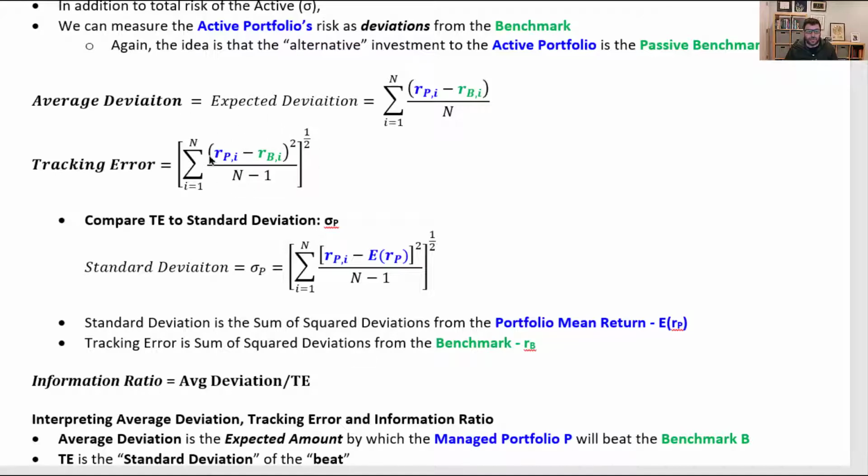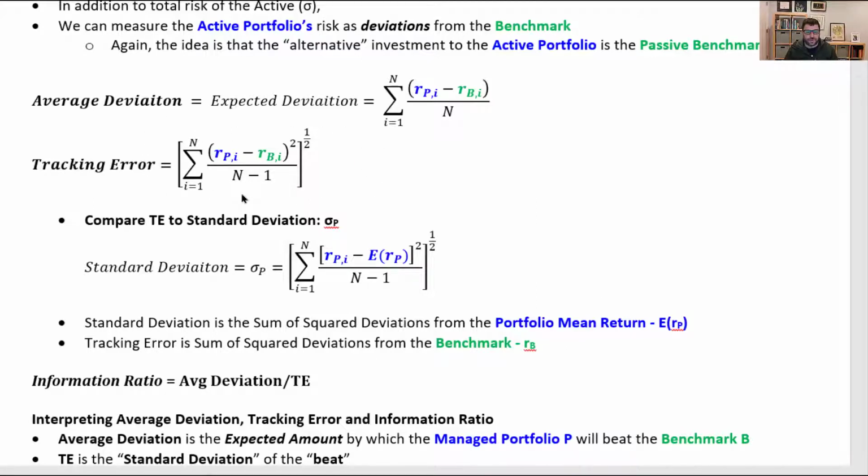We'll sum them. We'll divide by n minus 1 because we just have a sample of these deviations. And then we'll take the square root, because this is returns minus returns, which is returns squared. Sum divided by n minus 1 is still returns squared. We take the square root to get us back to returns again, so we can compare this average deviation, which is what we expect the fund to do relative to the passive benchmark, to the degree to which it varies from the passive benchmark.